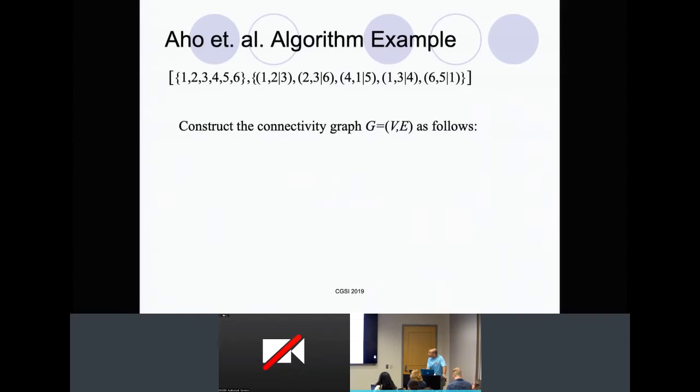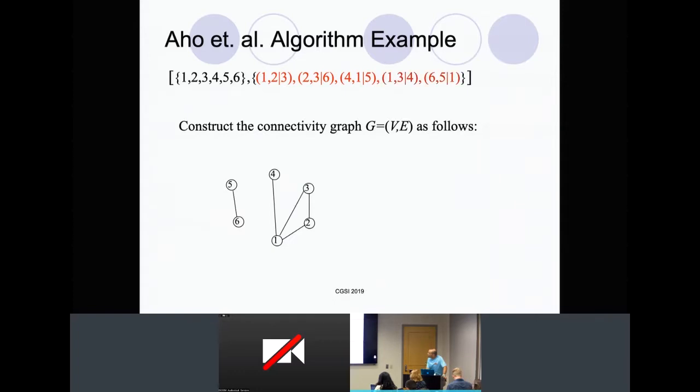So first we construct the connectivity graph. So these are the guys. And now we go triplet by triplet. Let's start with this one. 1, 2 versus 3. So we join 1 and 2. We join 2 and 3. Now 4 and 1, 1 and 3, and 6 and 5.